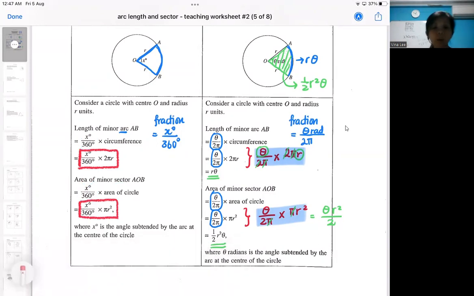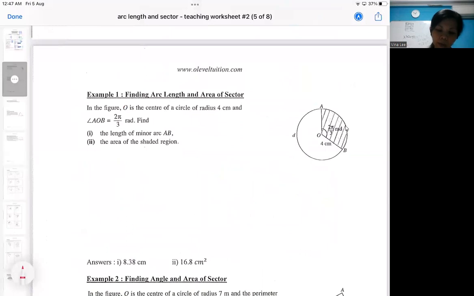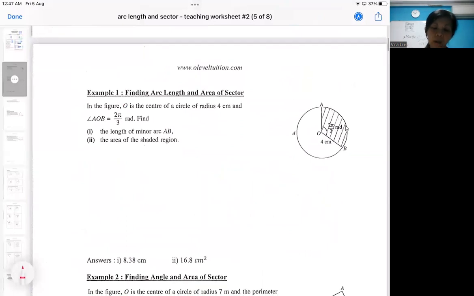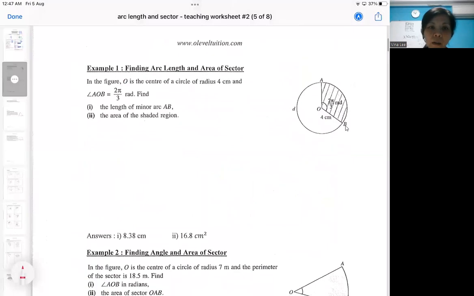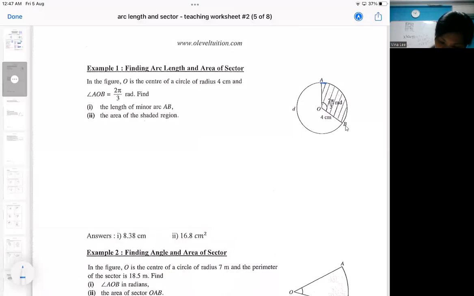So make sure you read the question. If the question is given to you in degree, you stick to the degree formula. If the question is given to you in radian, you stick to the radian formula. So later on, our sine rule, cosine rule might still be applicable. So with this idea, we're going to show you some basic example about finding arc length and the area of the sector. So for the first part, if you look, the angle is in radian.